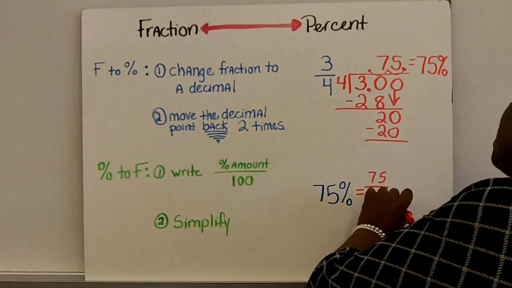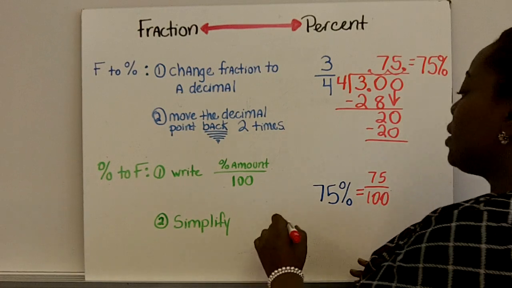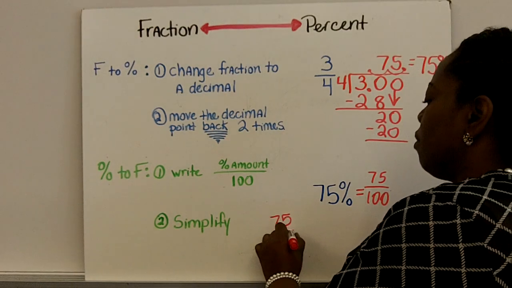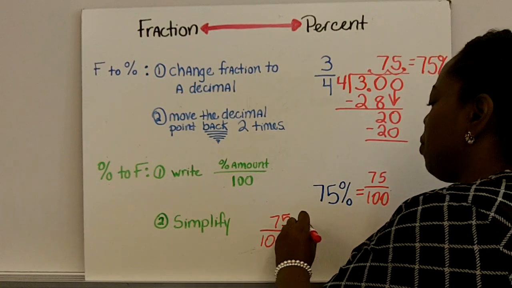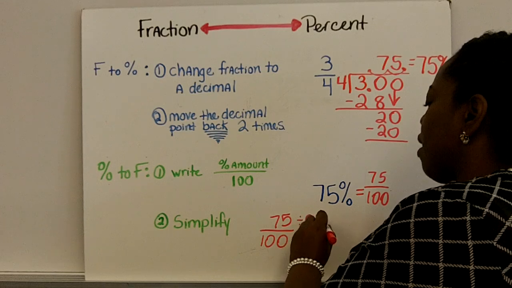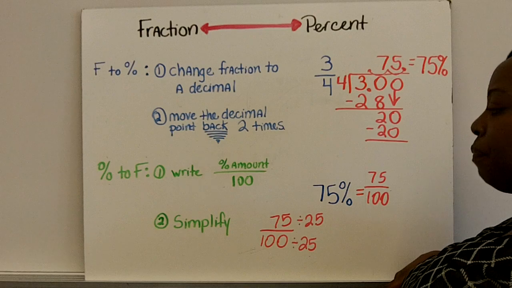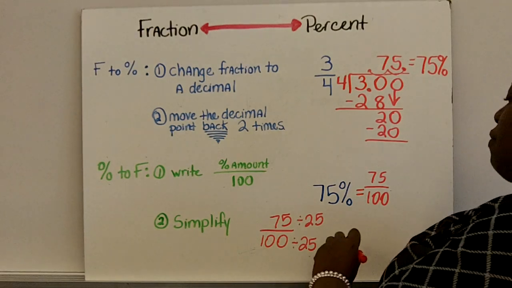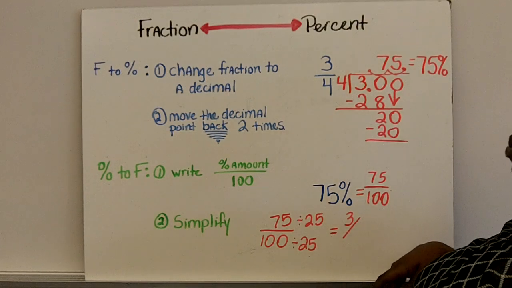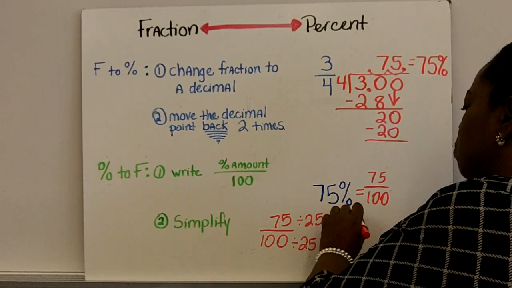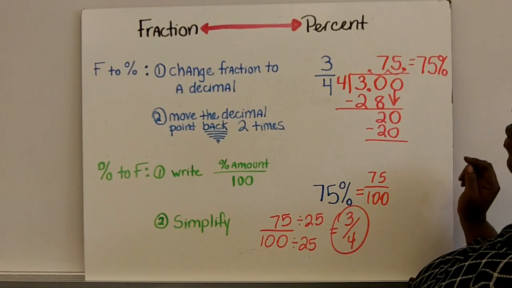Well, there's a lot of numbers actually that can go into 75 and 100, but the biggest number that I can think of would be 25. So I'm just going to simplify or reduce both the numerator by 25 as well as the denominator by 25. 75 divided by 25 gives us 3. 100 divided by 25 gives us 4. So what we've learned is that 75% does in fact convert to the fraction 3/4.